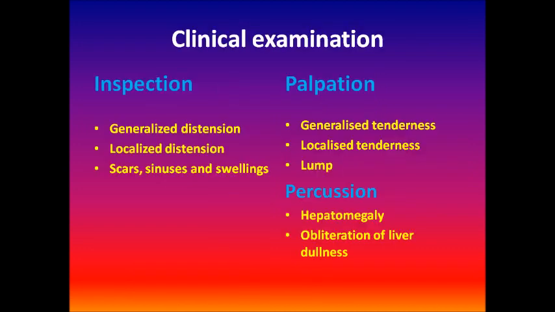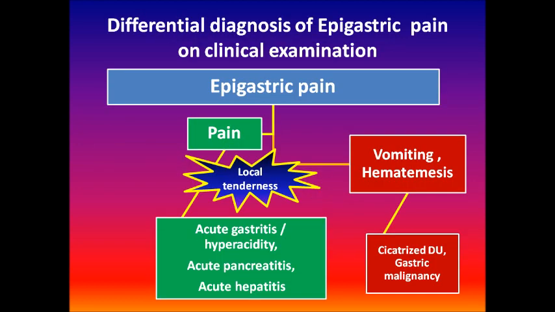Like mentioned before, during the right hypochondrial pain, even here, the clinical examination for epigastric pain has to be systematic as inspection, palpation, and percussion. Hepatomegaly and obliteration of liver dullness are important clinical signs to be elicited. When we come to the differential diagnosis of epigastric pain on clinical examination, in an uncomplicated situation of acute gastritis or hyperacidity, acute pancreatitis or acute hepatitis, local tenderness will be the only clinical sign available.